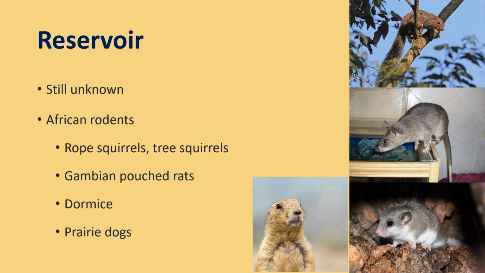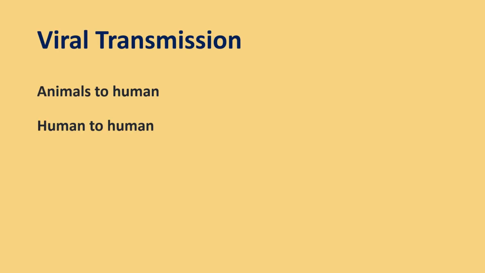However, African rodents such as rope squirrel, tree squirrel, Gambian pouch rats, dormice, and prairie dogs have commonly been the hosts from which the monkeypox virus has been isolated. The common mode of acquiring this infection may be from animal to human or through human to human transmission. Animal to human transmission occurs commonly through bites or scratches from an infected animal.